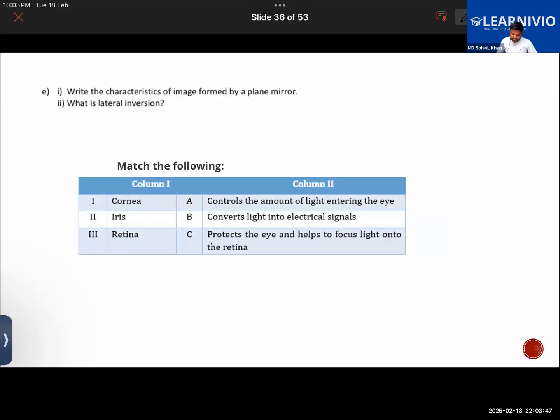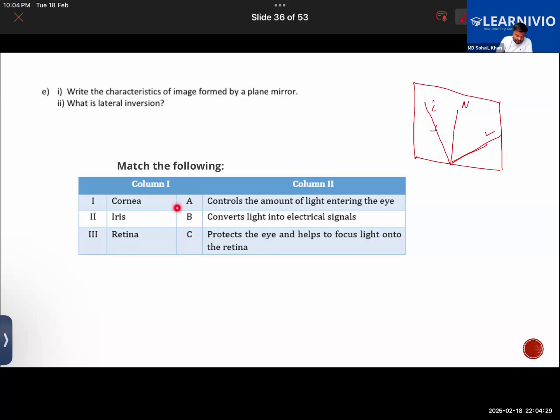Okay, state the two laws of reflection. The angle of incidence is equal to the angle of reflection, and the reflected ray, normal, and incident ray lie on the same plane. Good. Okay, all of them lie in the same plane.